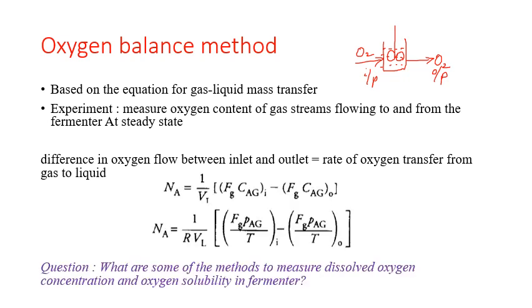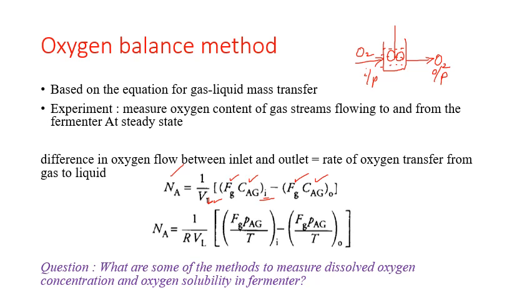So we can put equations for that. The first equation is Na = (1/VL)(Fg CAGi − Fg CAGo). Na is the rate of mass transfer, which we've already seen in the previous video. VL is the volume of the liquid inside the fermenter. Fg is the volumetric gas flow rate. CAG is the concentration of the gas, and i denotes the conditions at the input, whatever goes into the reactor. Again, Fg stands for the volumetric gas flow rate, and CAGo is the concentration of component A, especially oxygen here, in the gas phase at the outlet.